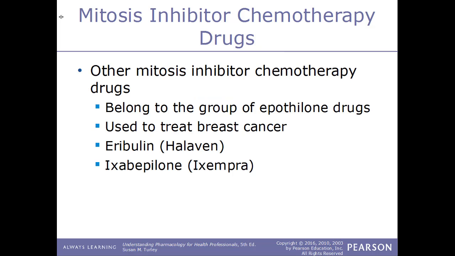Some other examples of mitosis inhibitor chemotherapy drugs. These belong to a different group of drugs called the epothilone drugs. And these also act on the microtubules to disrupt mitosis. And these are used to treat breast cancers. And some examples of this kind of drug would include eribulin, known by its trade name Halaven, and also the drug ixabepilone, known by its trade name Ixempra.